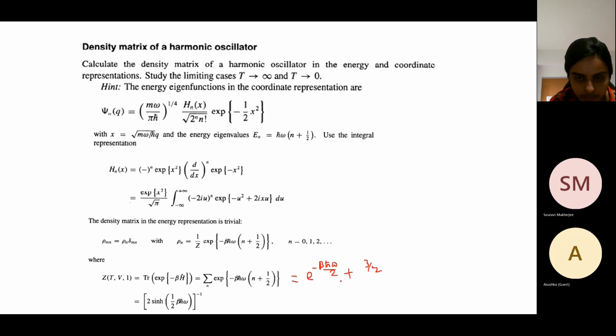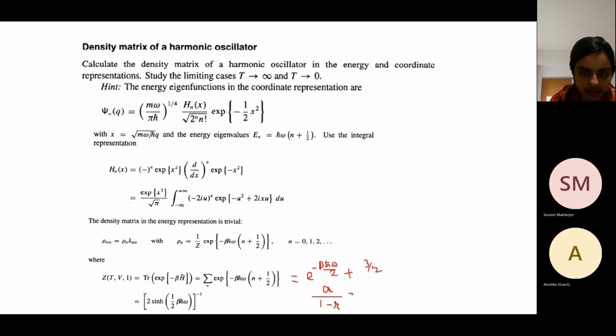Then you take the first term common. So what you will get is 1 plus e to the power minus beta h cut omega by 2 plus this into 2, like that. So it's a geometric series. For an infinite geometric series, the summation can be evaluated as a by 1 minus r, where a is the first element and r is the term that you are multiplying.